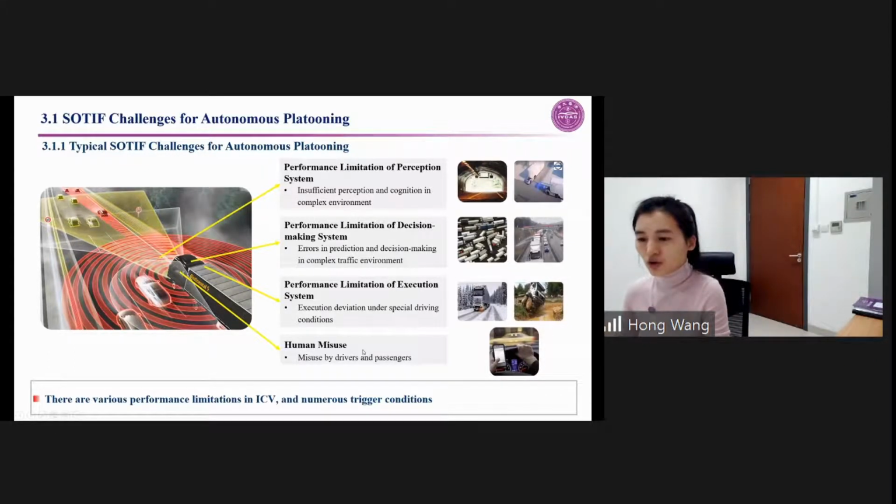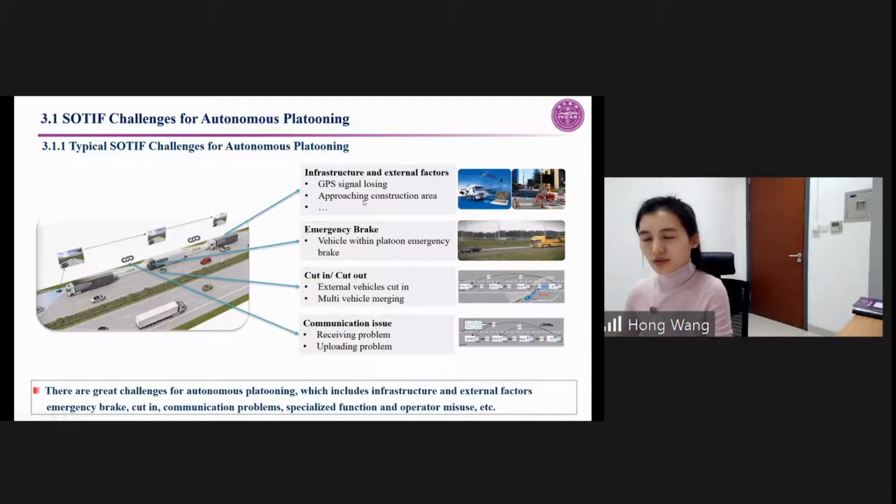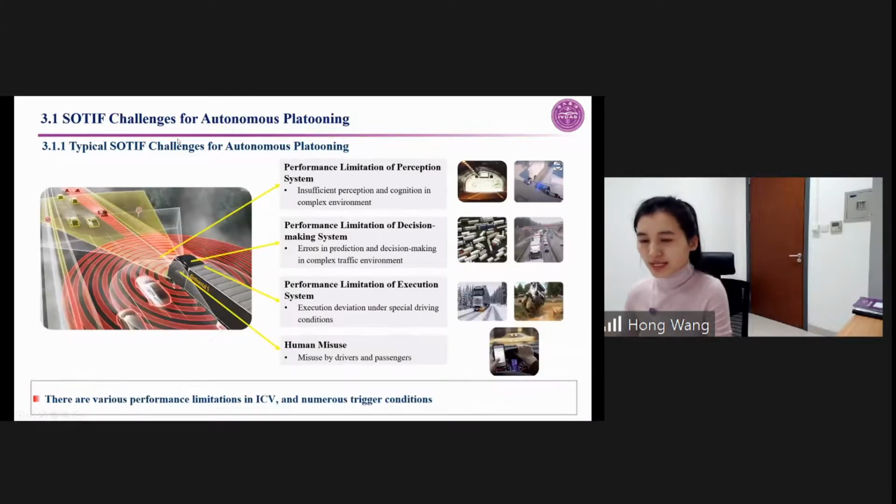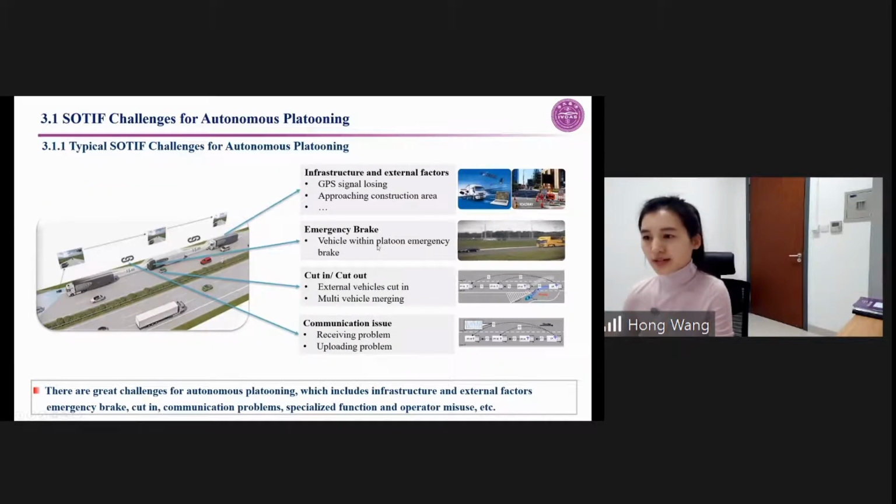And of course, there is one human misuse aspect, which is caused by the drivers or the passengers. So there are four main aspects, which tell us what kind of SOTIF issues exist for autonomous platooning. This part is general SOTIF issues for all the ICVs. So what are the typical or specific SOTIF challenges for autonomous platooning?